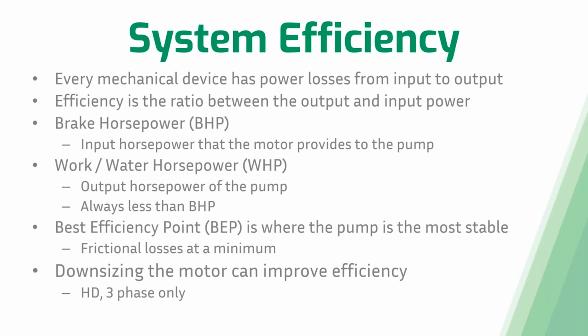One thing to note is that all pumps typically have a best efficiency point, and that's where that pump is going to be the most stable, which means you're going to have the least amount of frictional losses when that pump is operating. That's typically found near the center of that pump performance curve, and I'll show you that here in just a second. One thing to note is that if you downsize the motor in a pump, or rather upsize the impeller, that can improve the efficiency of that pump. You can typically do this with our heavy duty models where you get to select the motor with the impeller, but this can only really be done with 3-phase pumps only.